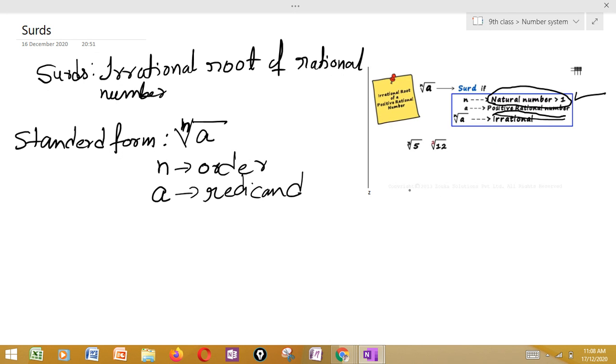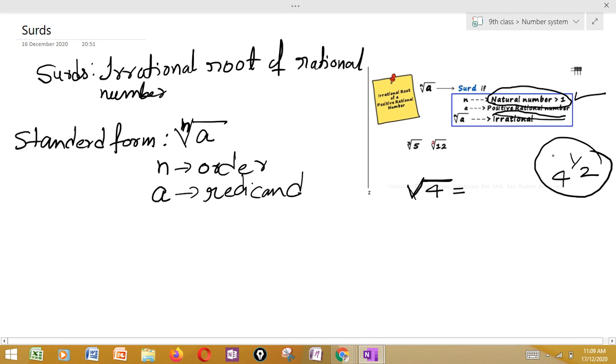For example, take the square root of 4. Can you observe the order here? If no number is present above the square root, we consider it as 2. This can be written in exponential form as 4 raised to 1 by 2, which you have learned in earlier classes. In this square root of 4, the order is 2. What is the order there?